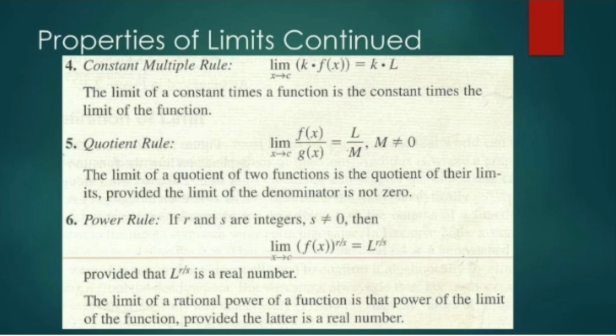Power rule: if r and s are integers, s is not equal to 0, then the limit of f(x) raised to r over s is equal to L raised to r over s as x approaches C, provided that L raised to r over s is a real number. The limit of a rational power of a function is that power of the limit of the function, provided the latter is a real number.